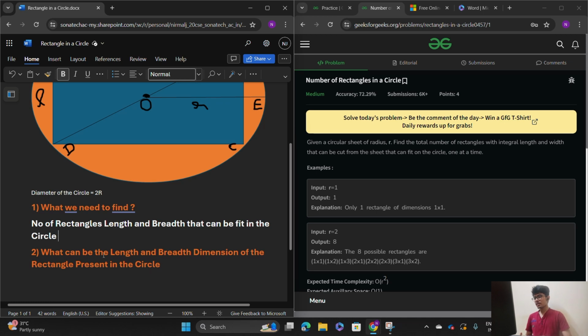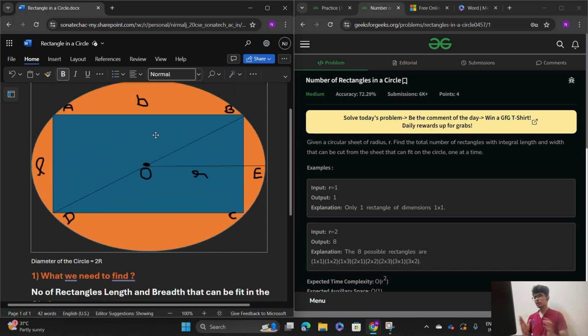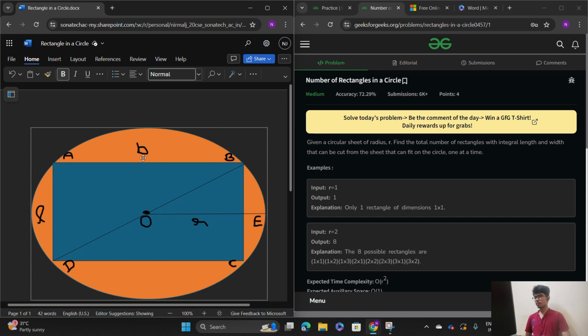But what can be the length and breadth dimensions of the rectangle which is present in the circle? For this case, we are going to use the Pythagoras theorem. We know AB and AD, which are given as L and B. But to identify the length of DB, how can we identify it? By using the Pythagoras theorem. It forms a right angle triangle A, B and D.